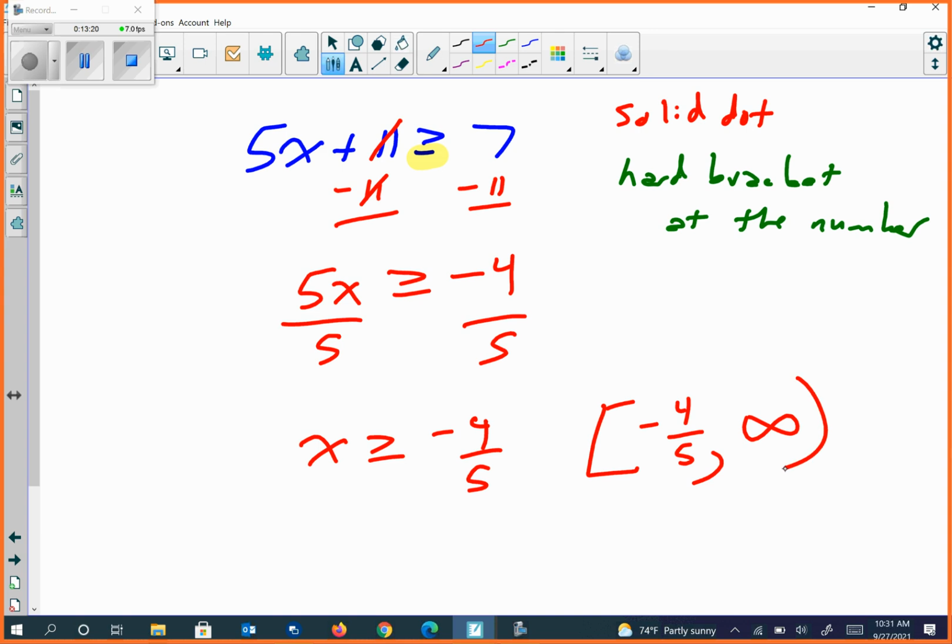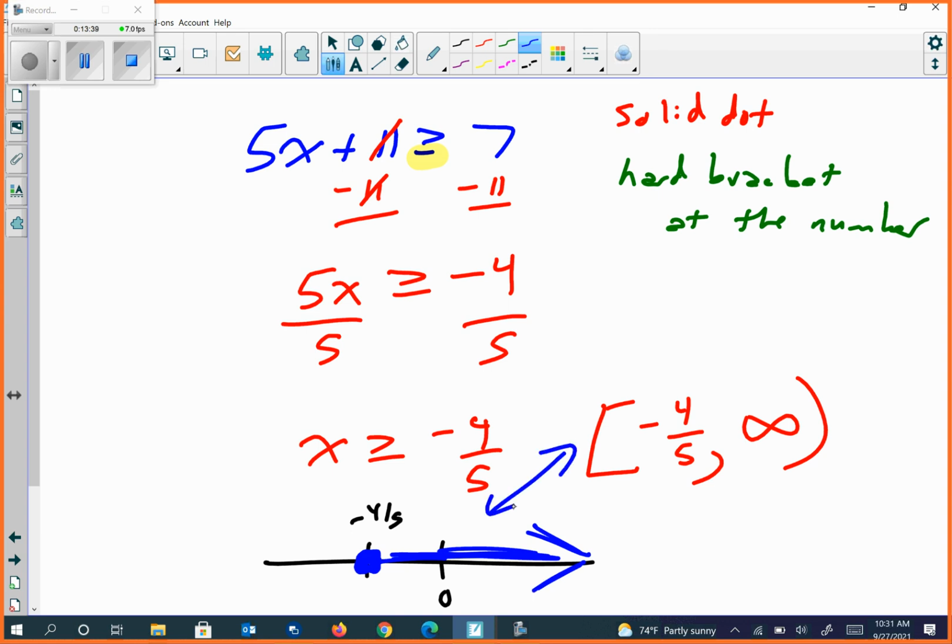Infinity has that. If it was a graphing problem, I would just have to say, okay, let's say I have 0 here, negative 4/5 here. This would have a solid dot shading this way. So these two things go hand in hand with each other. The interval notation is just a neater way rather than having a graph showing the direction.